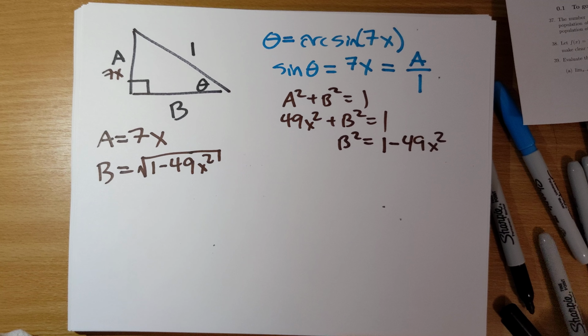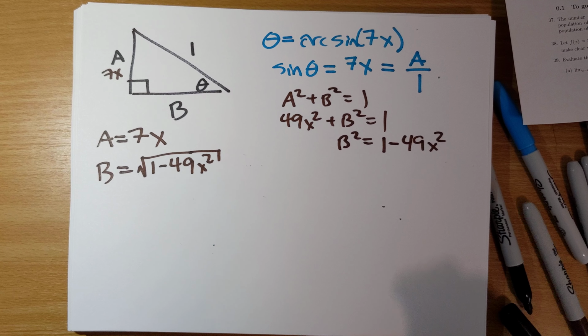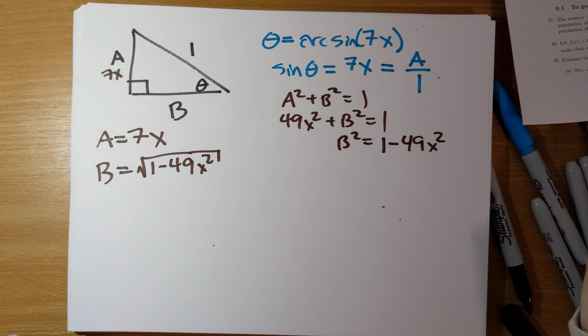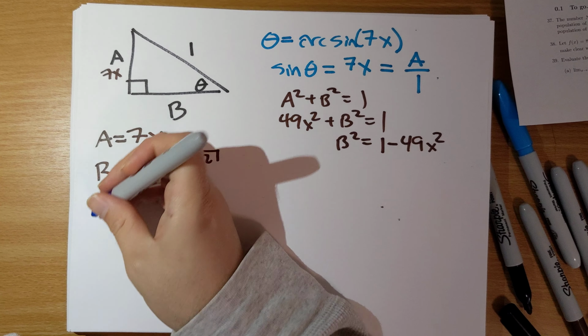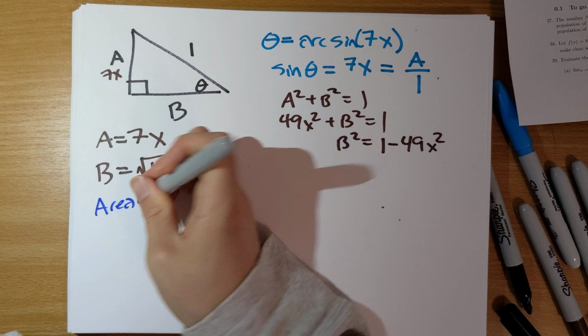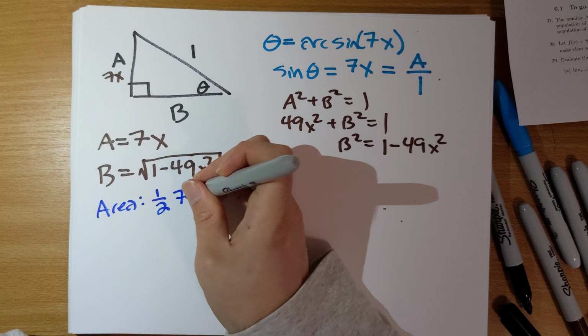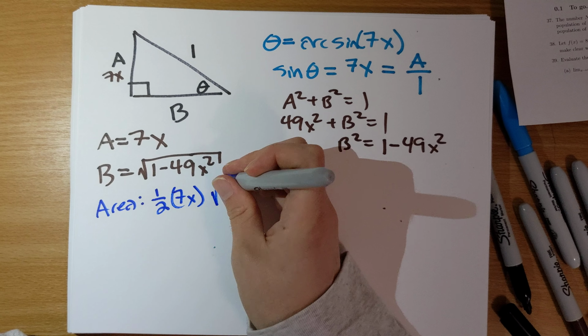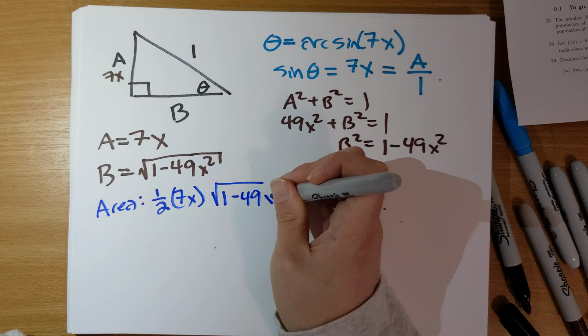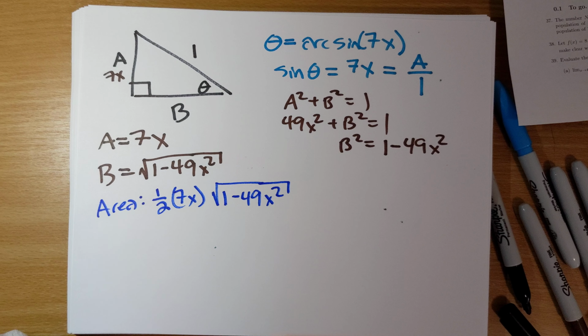For part B, we're being asked about the area of the triangle as a function of x. So the area is going to be 1/2 times a times b. 1/2 times 7x times the square root of 1 minus 49x squared. And that's all we have to do.